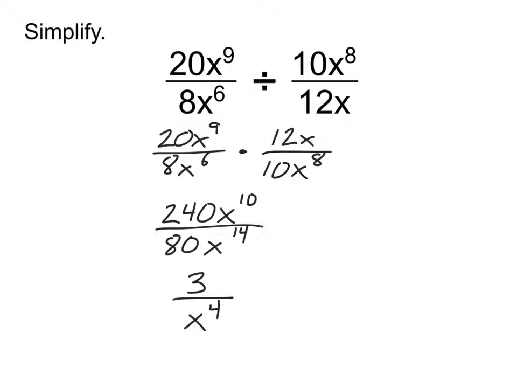All right, so for this problem, you should end up with the final answer of just 3 over x to the 4th. You notice our number part ended up on top. The x part ended up on bottom. That's okay. That can happen.